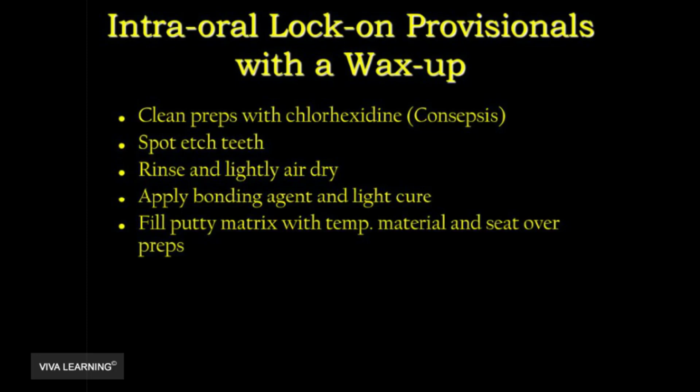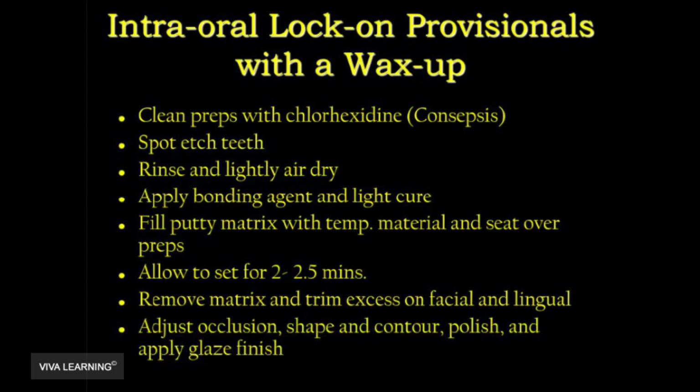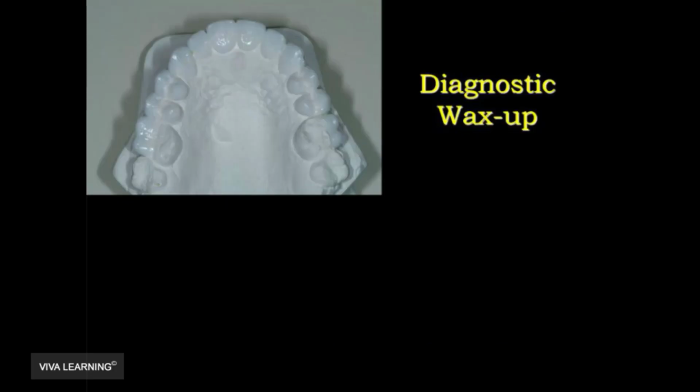We fill the putty matrix that's made from the diagnostic wax-up, and we seat that over the preps. Then we allow that to set for a couple of minutes. We remove the putty matrix, and the provisionals will be on the teeth. There'll be some excess at the gingival margins, and there'll be some excess on the lingual, and we'll trim those excesses from the margins, and then we'll adjust the occlusion, do any shaping, open the embrasures, polish and paint glaze. So those are the steps, and let's look at how we would do it clinically.